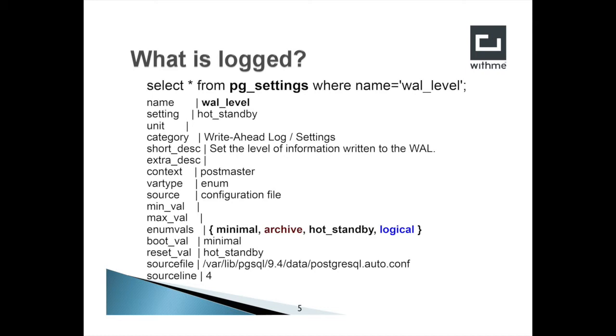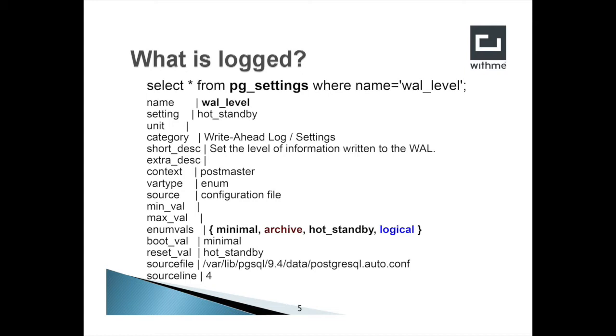The next level is hot_standby. That was introduced in 9.0, when hot standby came into the picture. So if you are using streaming replication, you should set hot_standby. It's the minimum, and normally that's what we set right now.